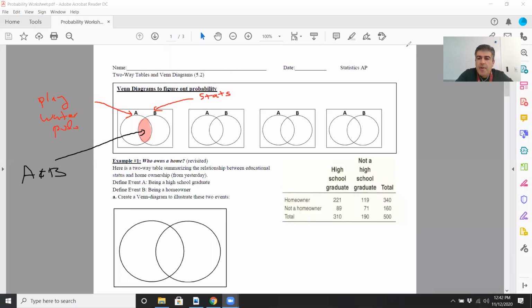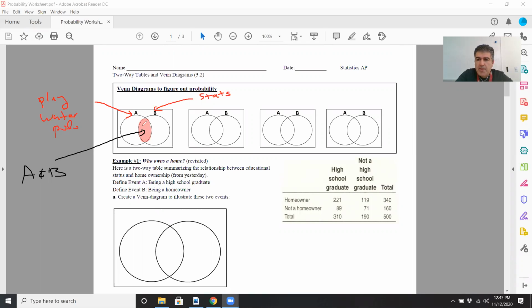Okay, we're recording our lesson on probability and Venn diagrams, and we'll also look at two-way tables. And again, we're looking at a Venn diagram. A, suppose, represents those who play water polo. B might represent those who take a stats course. So if you shade the middle, that represents the intersection of both those sets. So that'd be A and B, so people who play water polo and take stats.